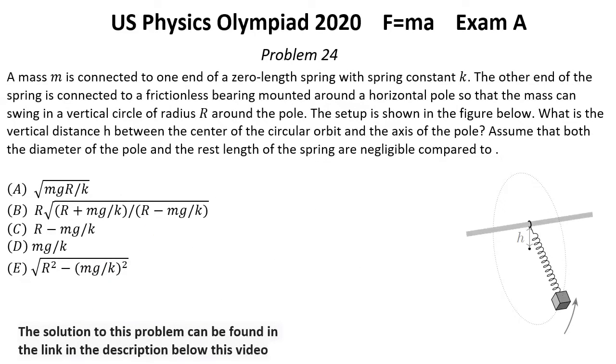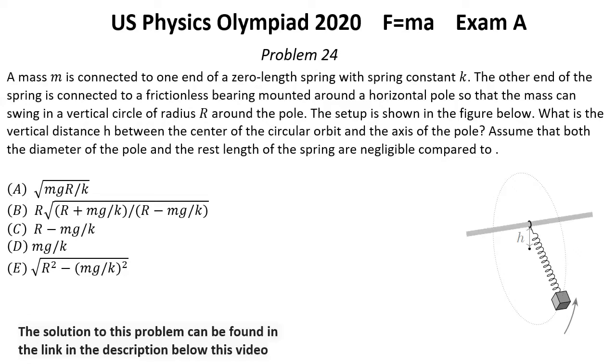Problem number 24. A mass M is connected to one end of a zero length spring with a spring constant K. The other end of the spring is connected to a frictionless bearing mounted around a horizontal pole so that the mass can swing in a vertical circle of radius r around the pole. The setup is shown in the figure below.